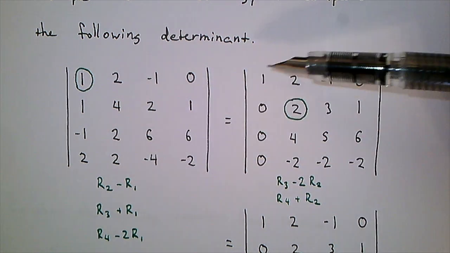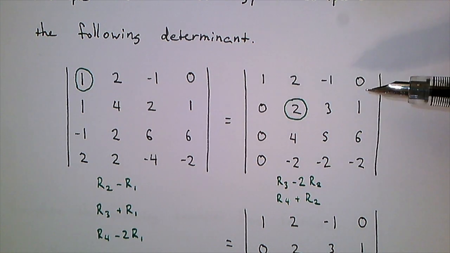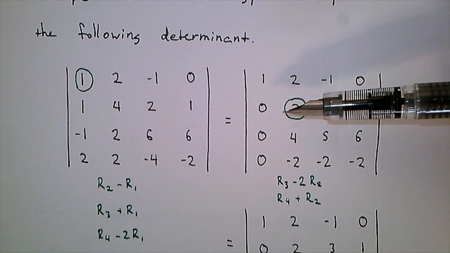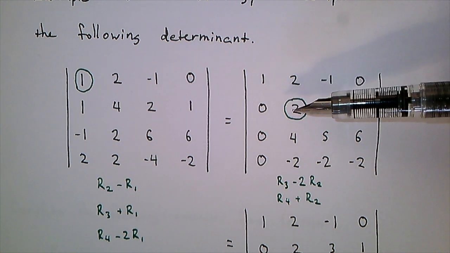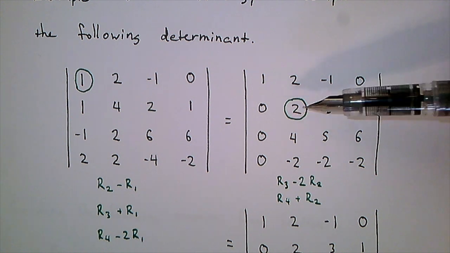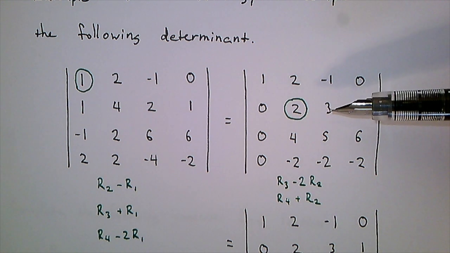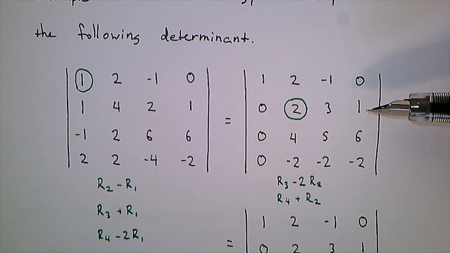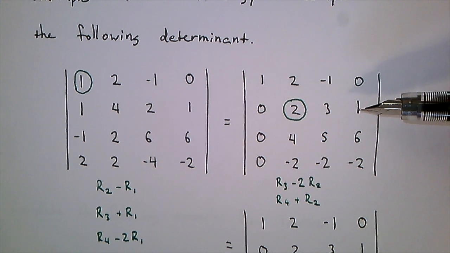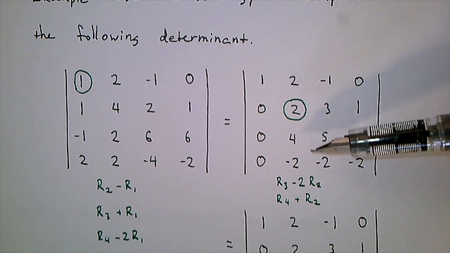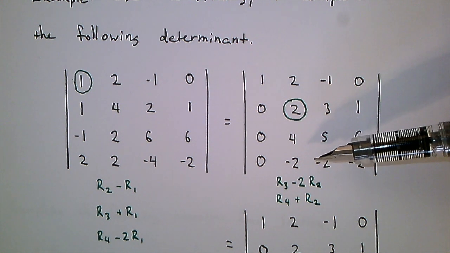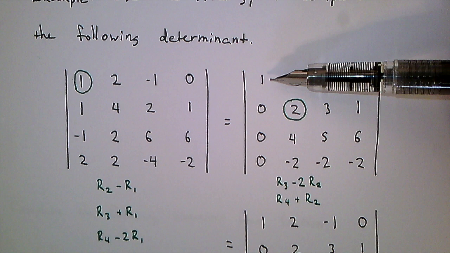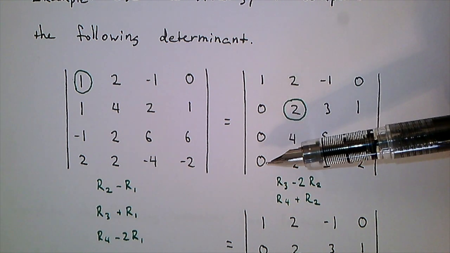So you do these operations, row 1 stays the same, and then you get a new second row, a 0, and then 4 minus 2, and then 2 minus -1, and 1 minus 0. And then you can think through how the rest of the new rows show up here. So now we have a 1 here with zeros below.